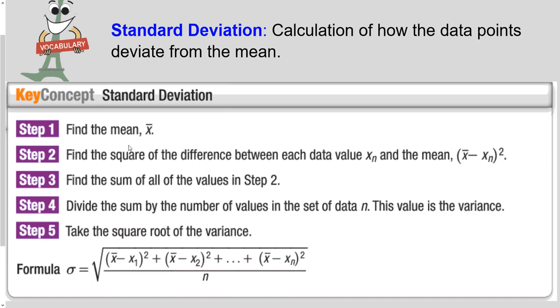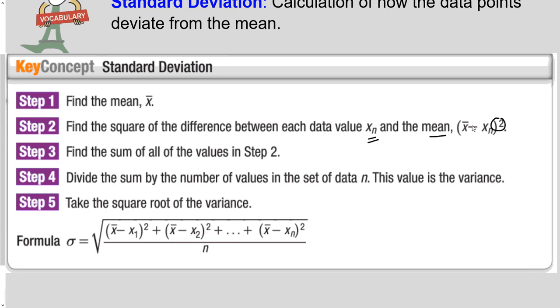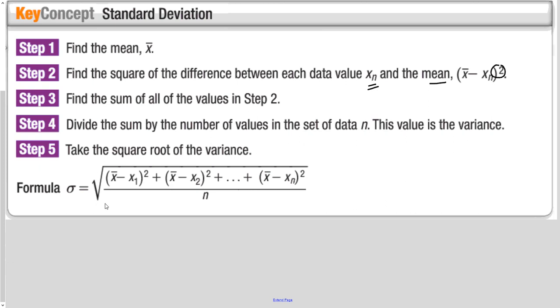And deviate meaning stray from or change from. There's quite a few steps to doing this by hand, but it's very doable. So first we need to find the mean, find the average. Then we're going to find the difference between each data value, represented by x sub n, and the mean. So I'm going to subtract each data point from the mean and then square it. We're squaring them to make them all positive. Then we're going to find the sum of all those values, add all of the things we found in step 2 up, and divide by the number. So we're kind of taking the average of the distance from the mean squared, and then take the square root again. So we square it to make it positive at the beginning. We take the square root at the end to get back to standard deviation.